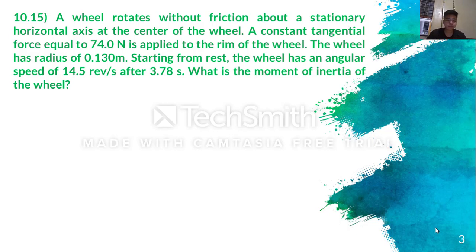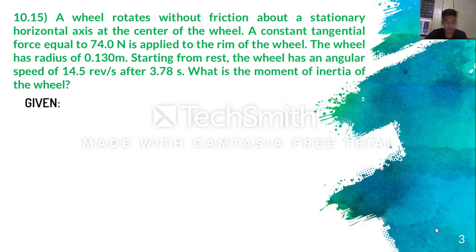Problem 10.15. A wheel rotates without friction about a stationary horizontal axis at the center of the wheel. A constant tangential force equal to 74 newtons is applied to the rim of the wheel. The wheel has a radius of 0.13 meters. Starting from rest, the wheel has an angular speed of 14.5 revs per second after 3.78 seconds. So what is the moment of inertia of the wheel?